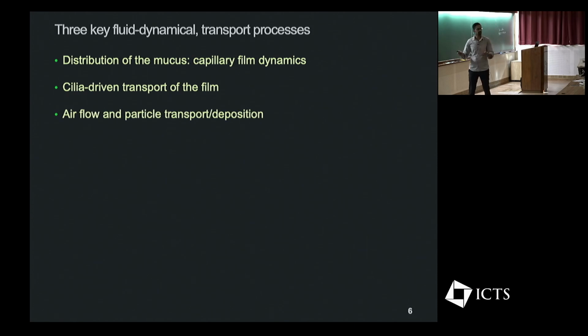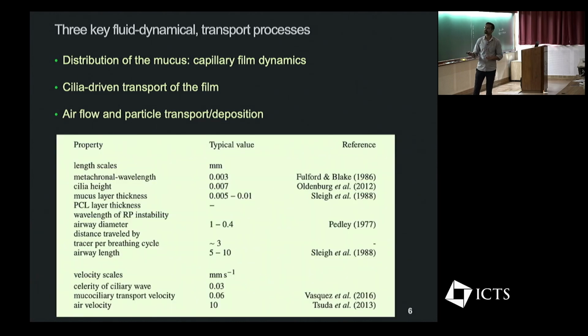And finally, you have the transport of particles, which can be Brownian for small particles, but non-Brownian and inertial for larger particles. And that will control where the particles go, whether they reach the wall or the mucus. And yeah, these are some basic properties just to convey the multi-scale nature of the problem.